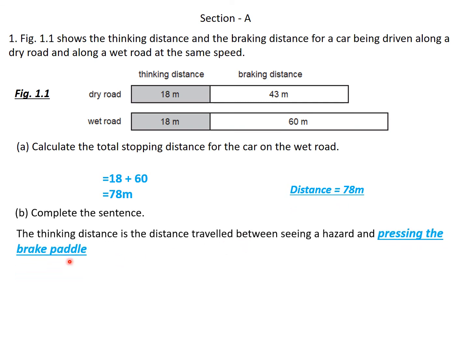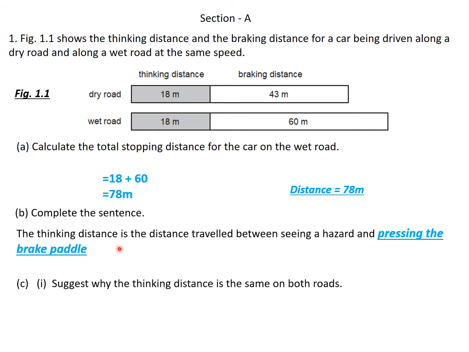Part B. Complete the sentence. The thinking distance is the distance traveled between seeing a hazard and pressing the brake pedal. Part B is asking us about the definition of thinking distance. It's practically just seeing the hazard and pressing the brake pedal.